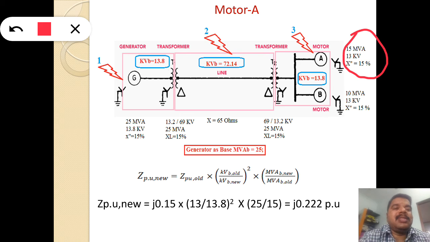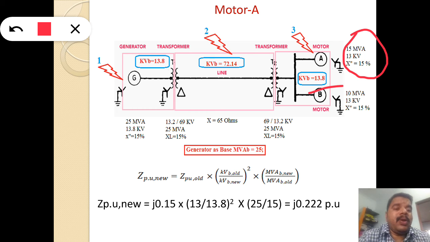Per unit value means you have to use the formula Z per unit new, which is equivalent to j0.15, that is Z per unit old, times KVB old. What is the value given for motor A? 13 kilovolt. 13 divided by KVB new. Motor A is under section 3. For section 3, the value is 13.8, that is the KVB new value. So 13.8 squared times MVAB new.